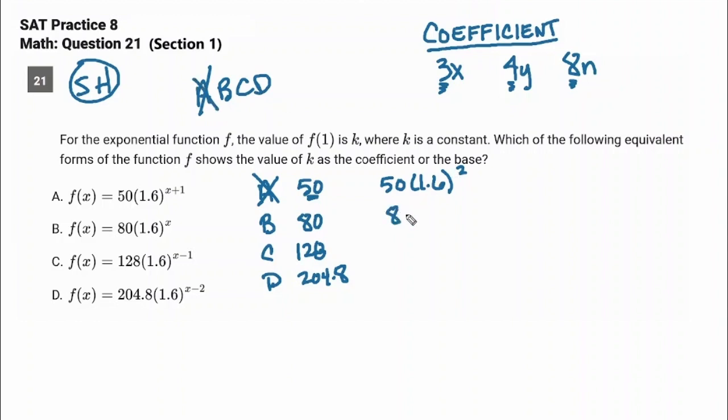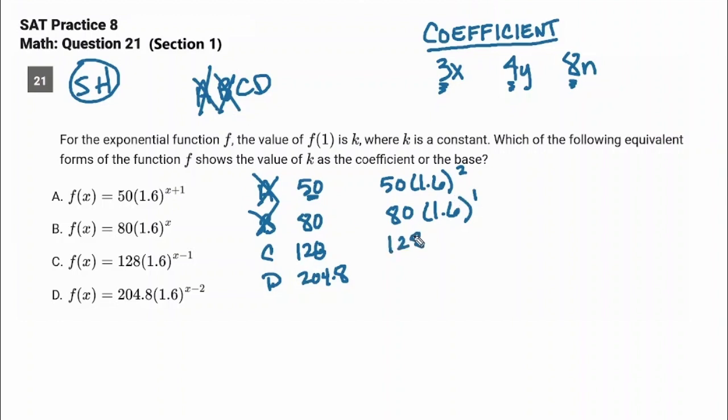All right, B. Do it again. 80 times 1.6 to the 1, because it says we're supposed to do f of 1. So 80 times 1.6, you're supposed to end up with 80. Is that going to happen? No, you don't need to do anything with that. All right, fine. Let's try C.